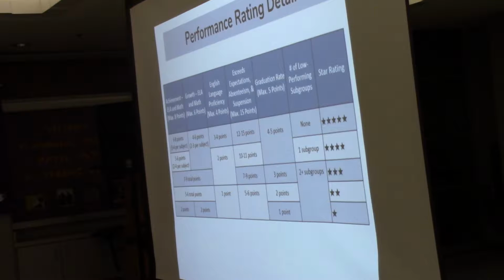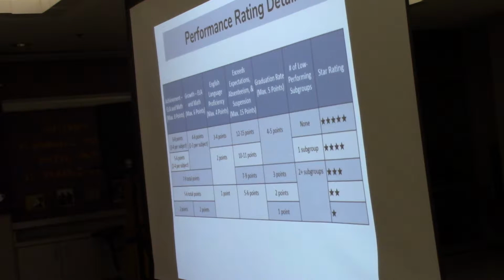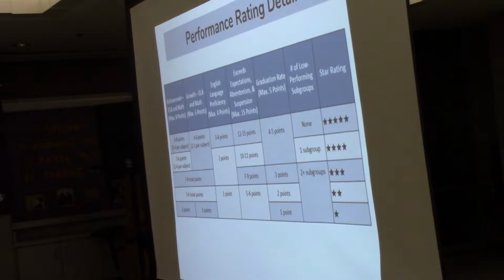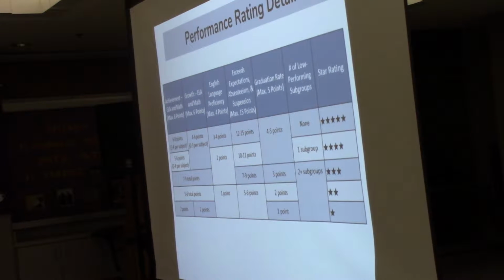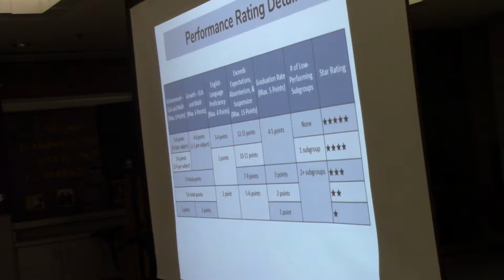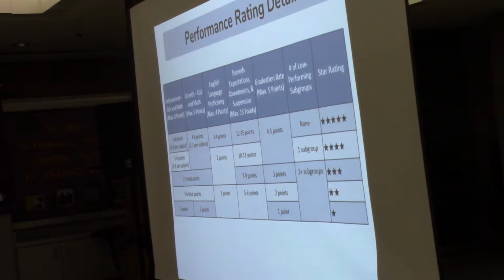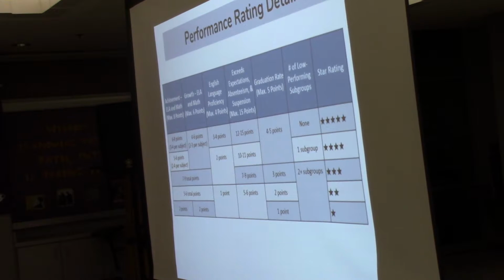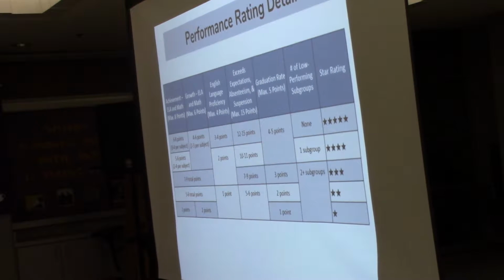This is an example of the rubric that they use in those areas. You should have a copy in front of you. I know it's difficult to see, but basically it breaks down those different areas that I just referenced. So it's performance factors in overall school performance and growth in reading and math.